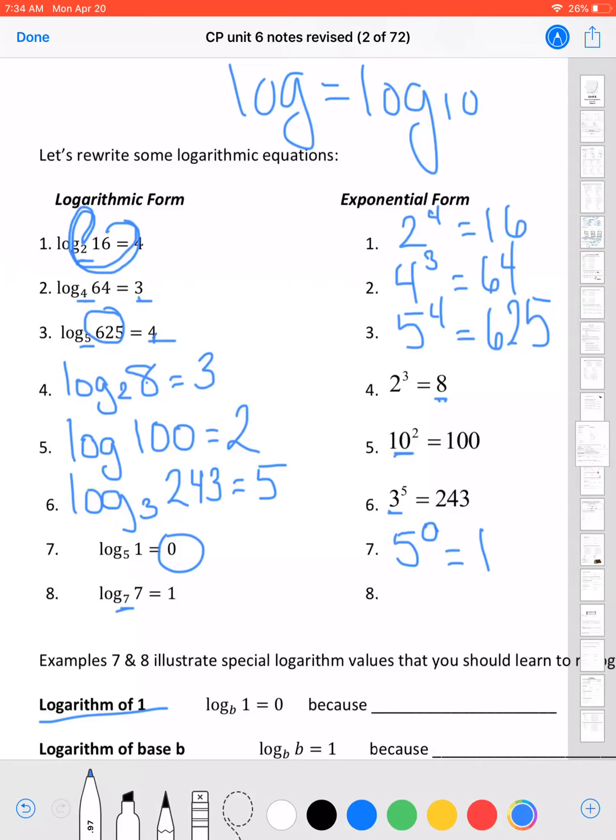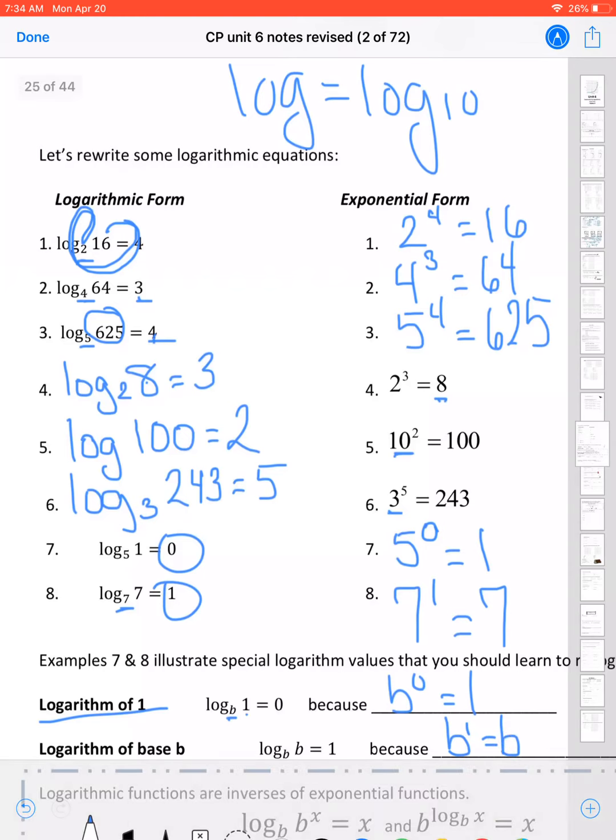And number 8, base of log, base of exponent, power, and it's equal to itself. Guess what? These are the rules that are down here. Log of a base, 1, is always equal to 0 because any base to the 0 power is equal to 1. Log base b of b is equal to 1 because guess what? b to the first power is equal to itself. That's why it's like that, and hopefully that makes sense.